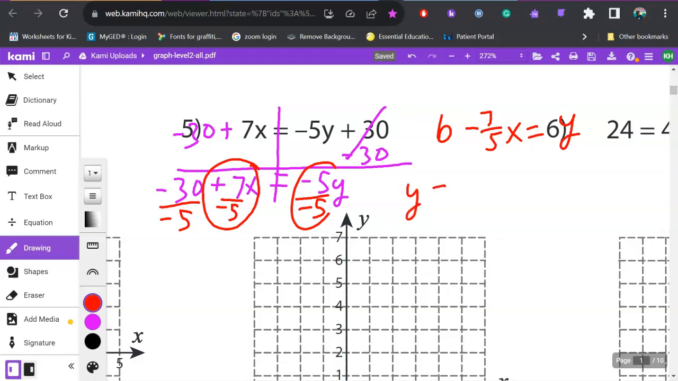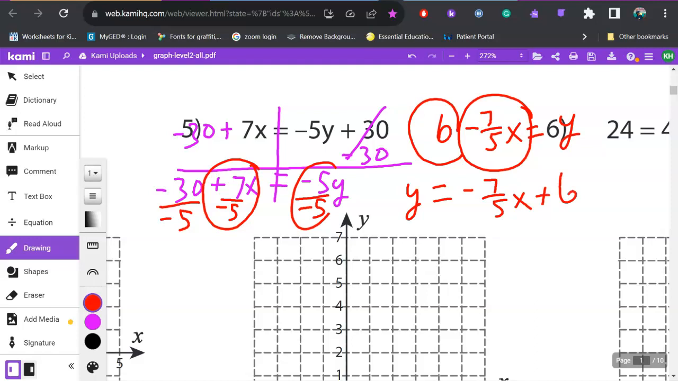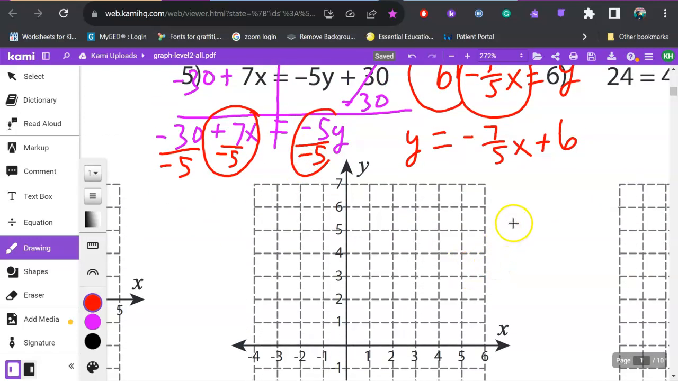So I just took my y, put it over here. My mx number, which is -7/5, and then my b number, which was a +6. Make that plus sign show up, +6. And that is what I can graph. So if I'm graphing, here we go. You know we start at the y-intercept. So my y-intercept, remember, the b number is a 6. So I'm going to start at 6 right here.